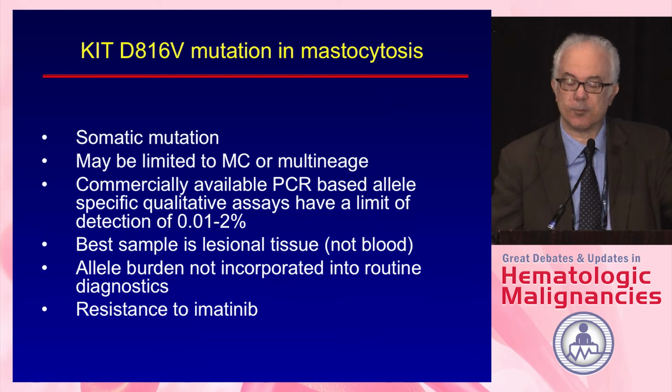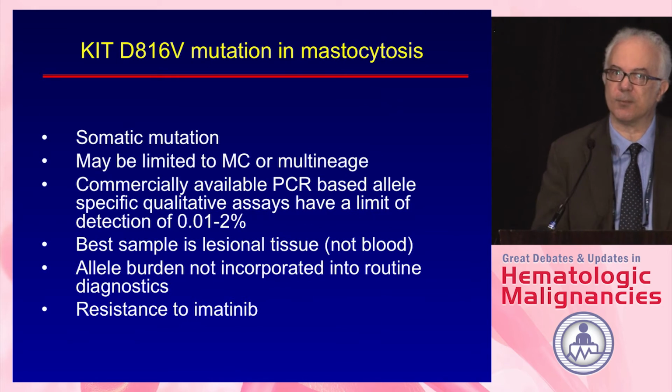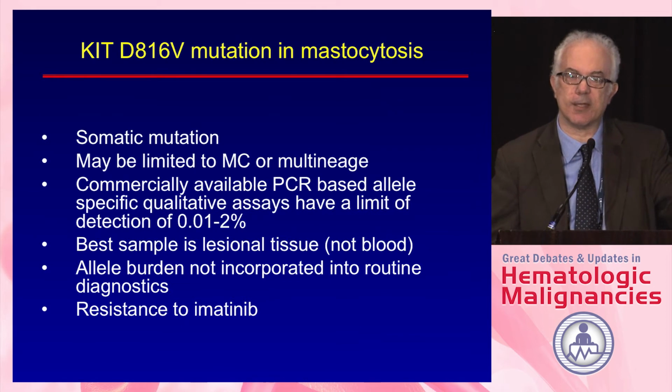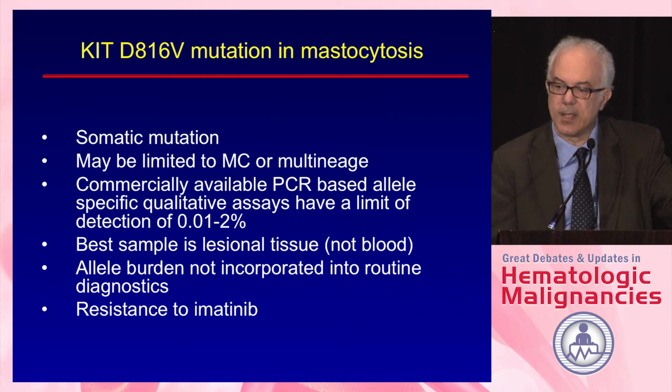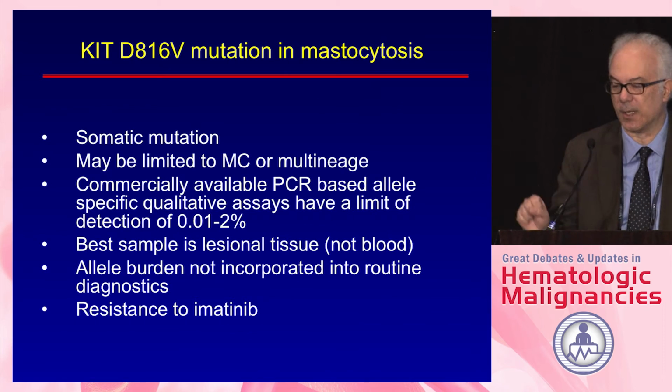This KIT mutation is also important because it partially determines the treatment we choose for these patients. Currently, imatinib is the only FDA-approved kinase inhibitor for mastocytosis, but it doesn't work in the great majority of the patients because this mutation confers resistance to imatinib. It's a somatic mutation, so if you check it in the peripheral blood, you may get a negative result because we are not supposed to have mast cells in the peripheral blood. And the commercially available tests only detect an allele burden of 0.01 to 2%, so it has to be at least that much.